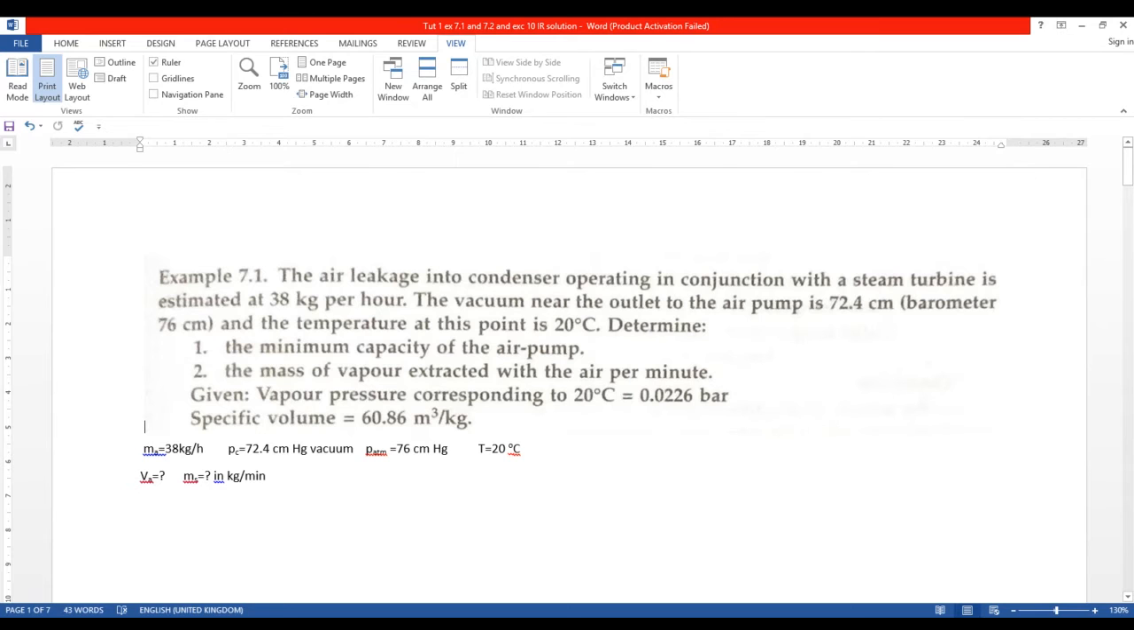So we have in this example 7.1, the air leakage into condenser operating in conjunction with the steam turbine is estimated at 38 kilogram per hour. So this means the air is leaking into the condenser at the rate of 38 kilogram per hour. This is M dot A, mass flow rate of air into the condenser, equal 38 kilogram per hour.